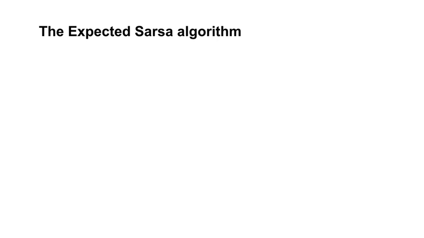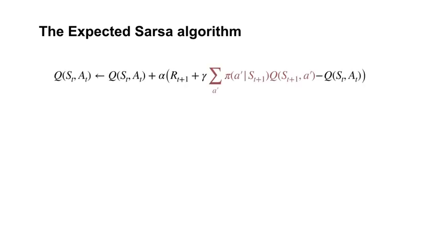Now let's look at Expected Sarsa's learning update. Since Expected Sarsa is still based on the Bellman equation for action values, it uses the familiar form of learning update. The algorithm is nearly identical to Sarsa, except the TD error uses the expected estimate of the next action value instead of a sample of the next action value.